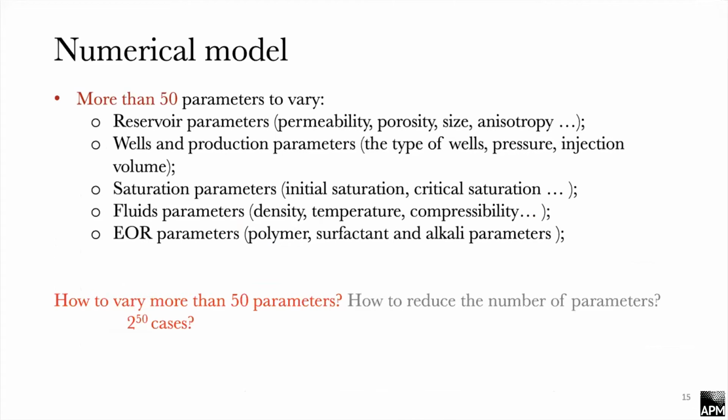If we need to perform a huge number of calculations, that may cause some limitations for us. But we still have one big problem. We have more than 50 parameters to vary. They are different reservoir parameters, well production parameters, saturation parameters, fluid parameters, and of course, parameters of our chemical EORs. And we have two big questions. The first one is how to vary this number of parameters, because we don't want to work with 2 power 50 cases. And the second question, which we don't answer in this presentation but still have, is how to reduce the number of parameters, because maybe we can consider just a part of them, maybe 20, 25, a smaller number, and of course it will help us a lot.